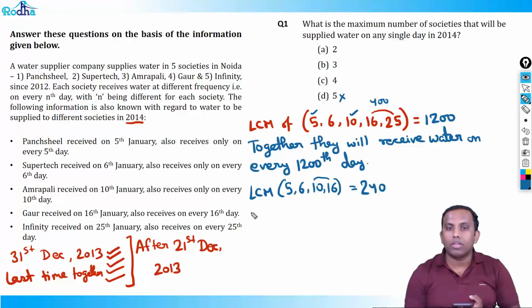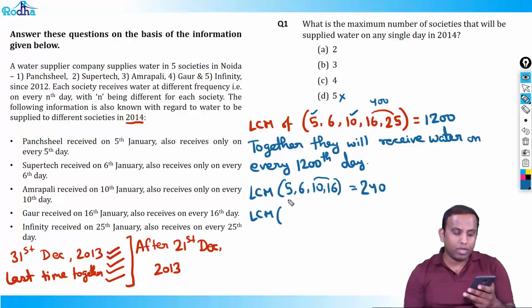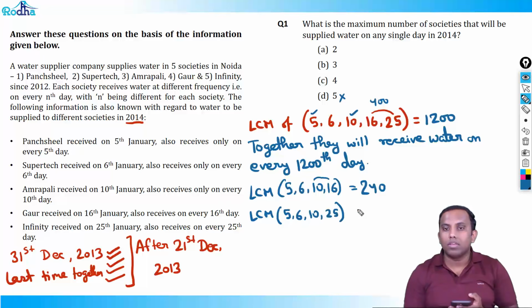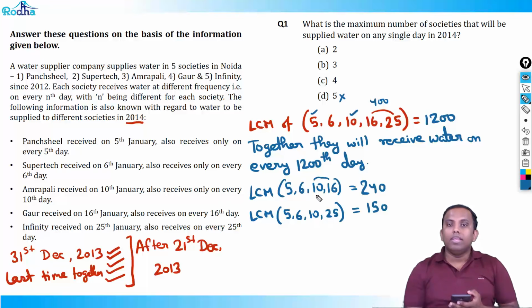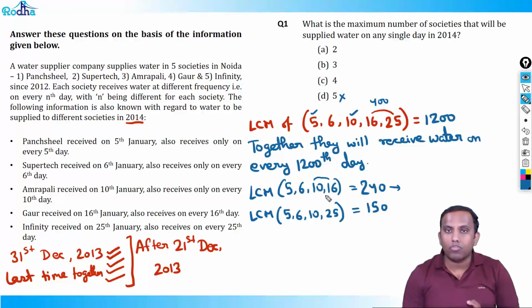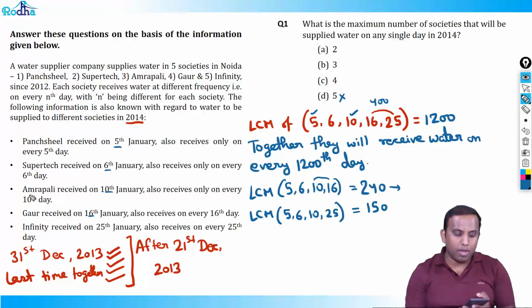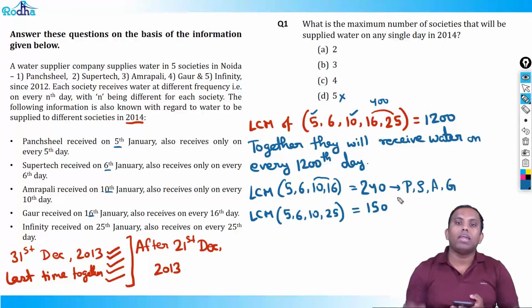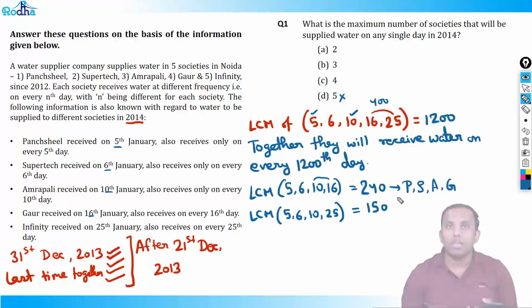Take another combination of 4. The LCM of 5, 6, 10 and 25 is how much? It is 150. Correct. So if you take this kind of possibility, we'll see that these 4 societies will receive water every 240th day. What are these 4 societies? 5, 6, 10, 16. That means Panchsheel, Supertake, Amrapali, Gaur will receive water every 240th day, because their combined LCM is 240.